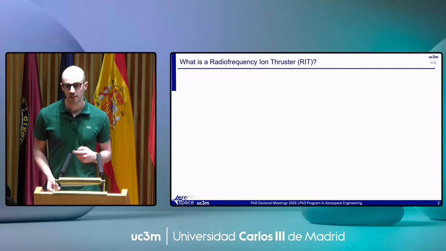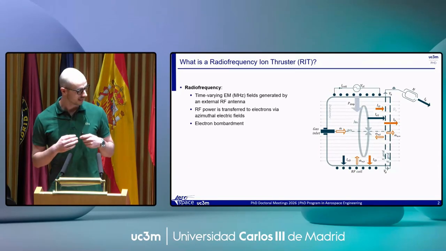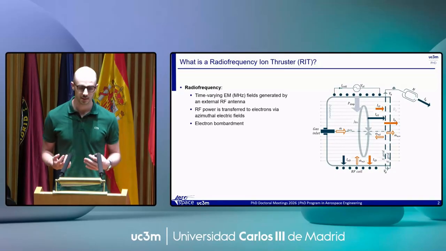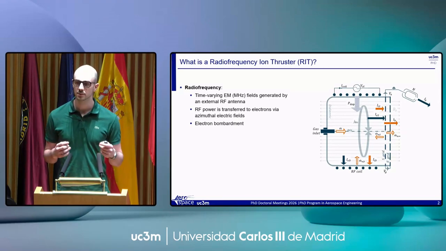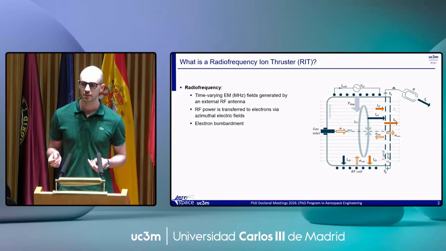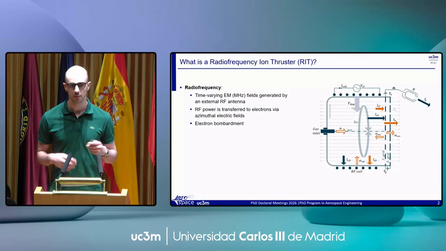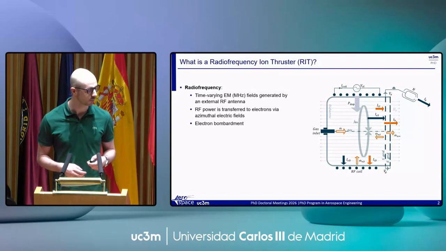So first of all, let me introduce a radiofrequency ion thruster. Let's start from its name. Radiofrequency refers to the way the plasma is generated and sustained. We have a main body with a coil wrapped around it. We have an oscillatory current in the coil, and we induce an electromagnetic field inside the thruster. In this way, we basically heat up electrons, and we have ionization through electron bombardment.